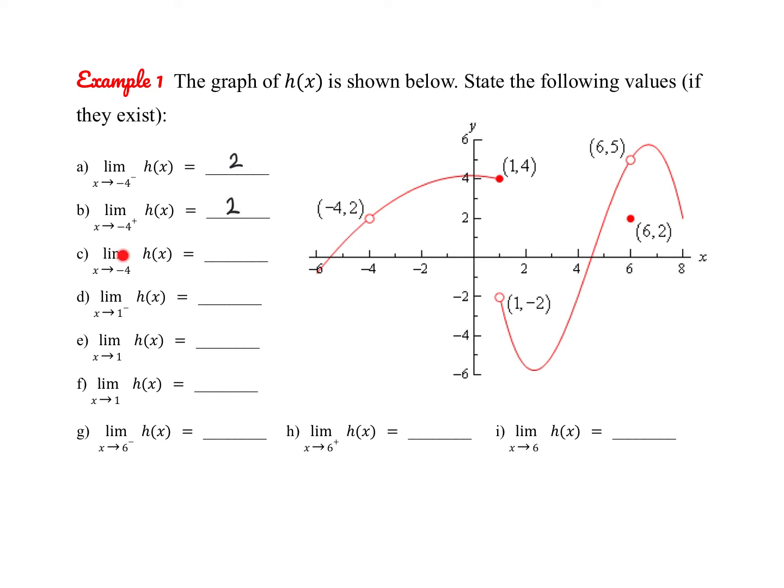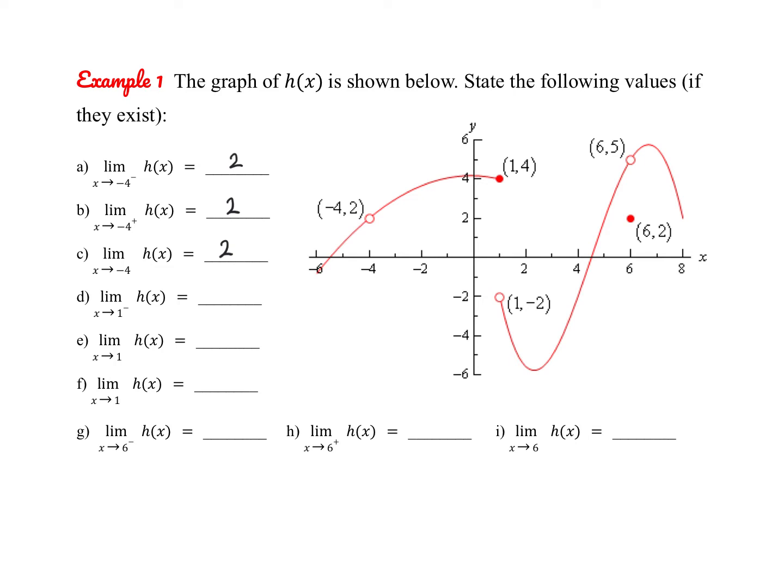So if we want to find the limit as x approaches -4, the overall limit, since the limit as it approaches from the left is the same as when it approaches from the right, that will be our overall limit. So it is also 2. Again, it doesn't matter that our graph is actually not defined at x equals -4, because we're just worried about what happens as we get really close to -4.